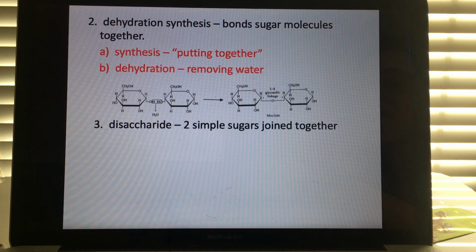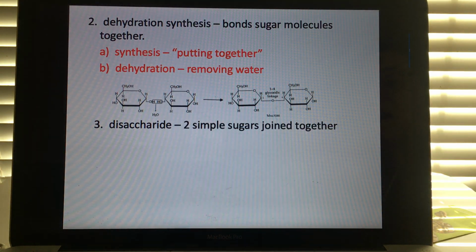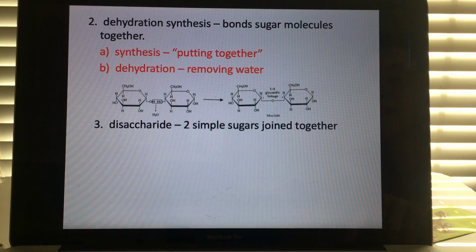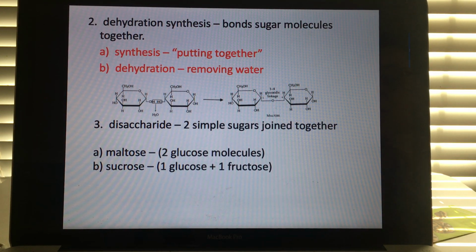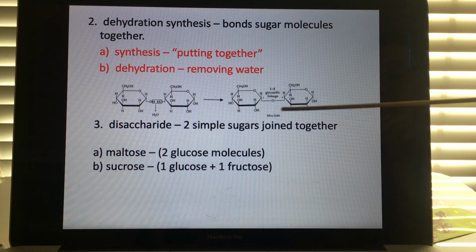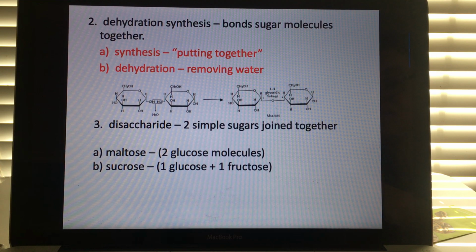A disaccharide, the prefix di means 2, saccharide tells you it's a carbohydrate, is 2 simple sugars joined together. So maltose is 2 glucose molecules. A sucrose is a glucose and a fructose. So you would have a hexagon and a pentagon. You can tell this is maltose because it has 2 hexagons.